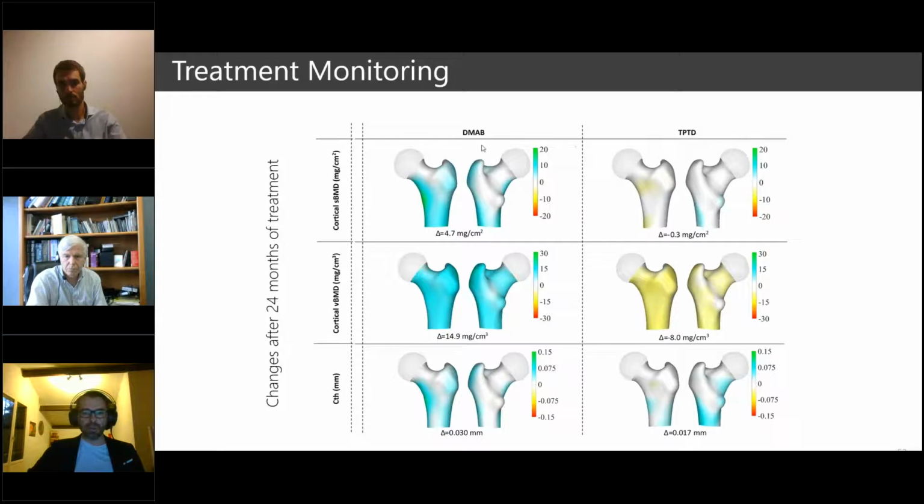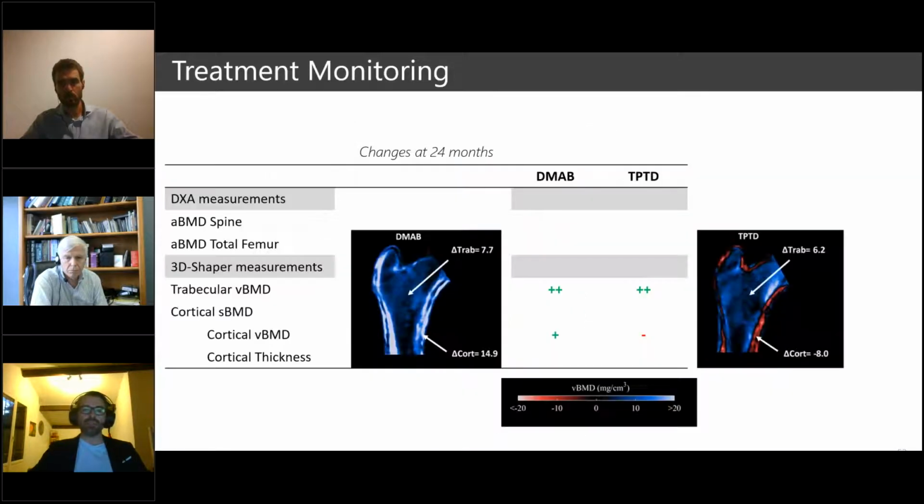The first line is the cortical surface BMD, the combined parameter. And here you have the distribution of the density and the distribution of the thickness. Increases are in blue green and decreases are in yellow red. You can see that under denosumab you have a homogeneous distribution of the increase of the density and a localized increase of the thickness, which is almost similar to the one you can observe on the teriparatide. While on the teriparatide you see almost no changes in terms of the combined parameter, and a small decrease, again homogeneously distributed over the proximal femur, in terms of cortical density.